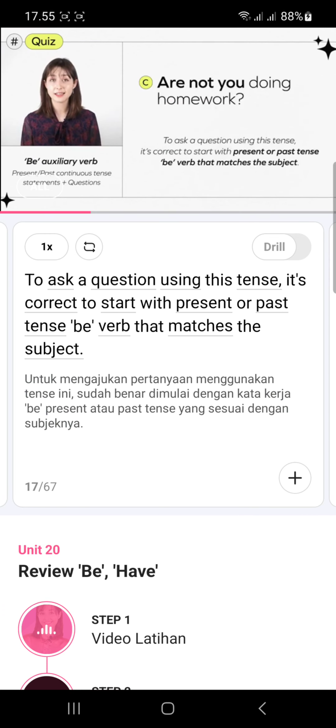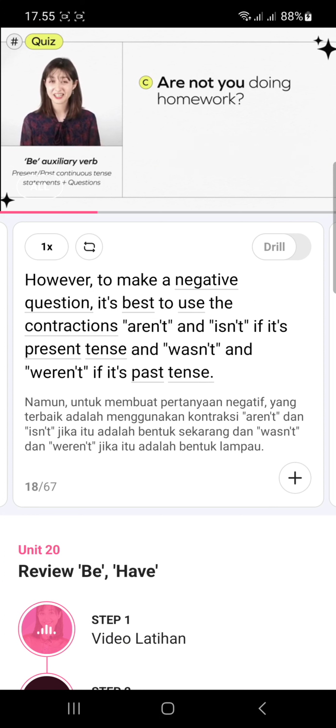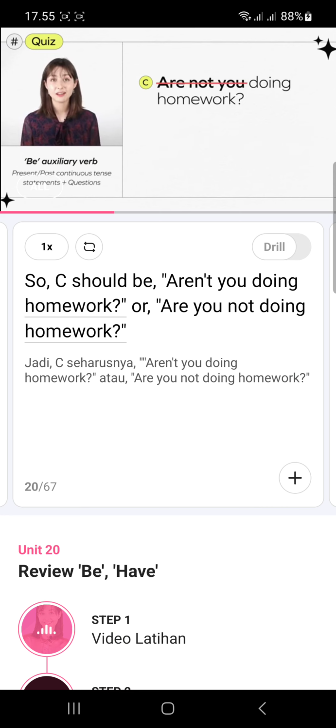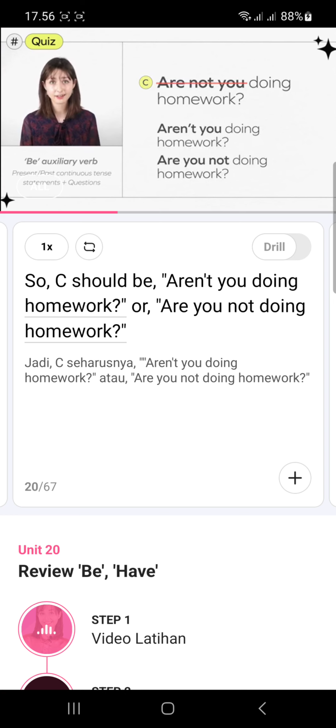To ask a question using this tense, it's correct to start with present or past tense be verb that matches the subject. However, to make a negative question, it's best to use the contractions aren't and isn't if it's present tense, and wasn't and weren't if it's past tense. Not can also follow the subject if you want a more formal question. So C should be, aren't you doing homework? Or are you not doing homework?